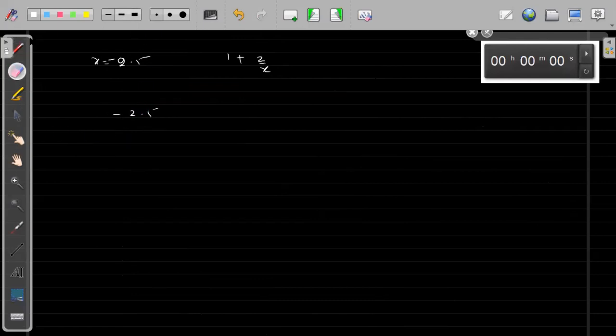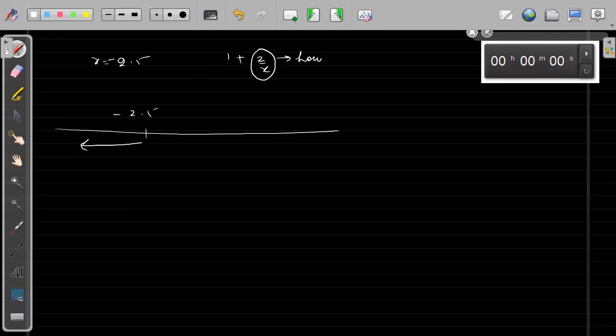I will draw this kind of a number line. Now see, if I move in this direction, this 2 by x will keep on getting lower and lower, right? So suppose you take minus 5, this will become 1 plus 2 by minus 5, so 1 minus 0.4. If you take minus 10, this will become 2 by minus 10, so 1 minus 0.2, right?